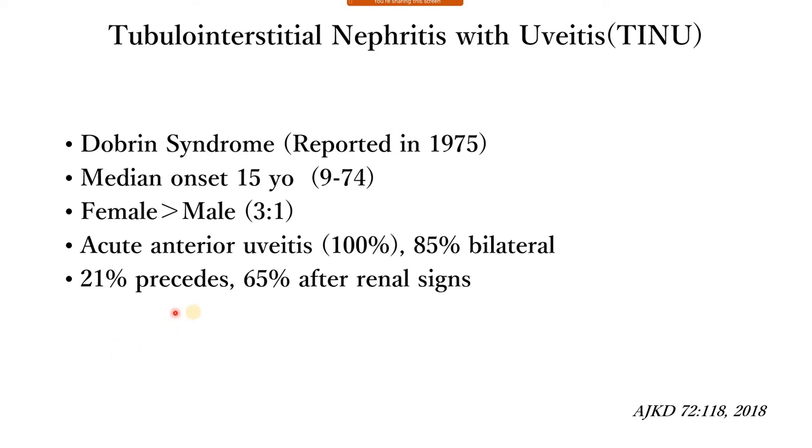Only 21% of cases precede, but 65% develop uveitis after renal signs. That means we need to pay attention to uveitis even in patients having only TIN, right? So we need to tell the patient that you might have some visual disturbance or eye symptoms. You need to call the doctor or hospital, right?